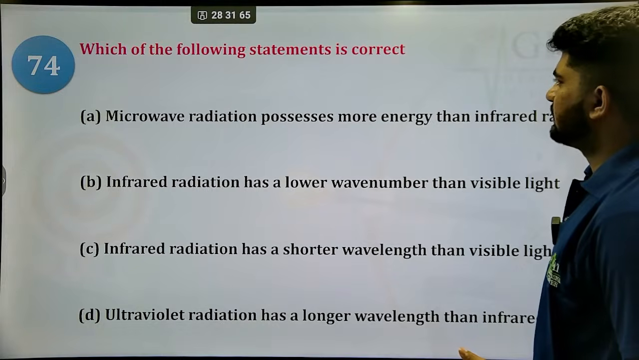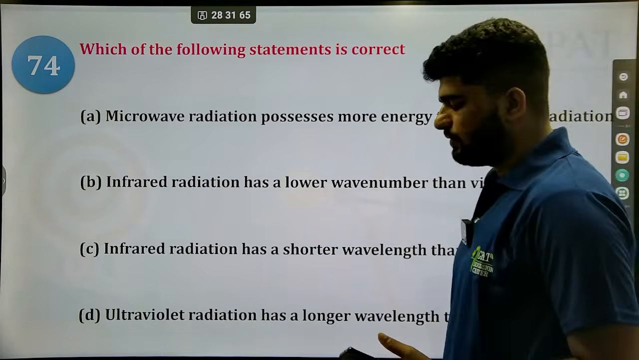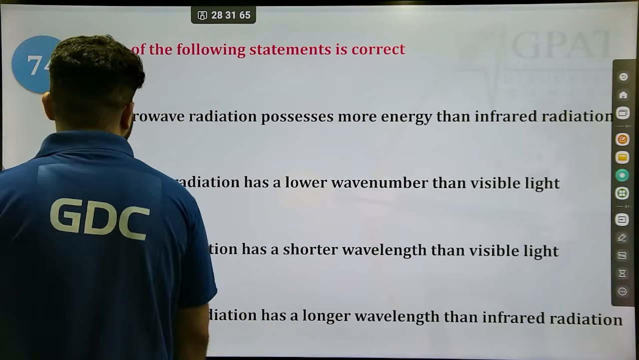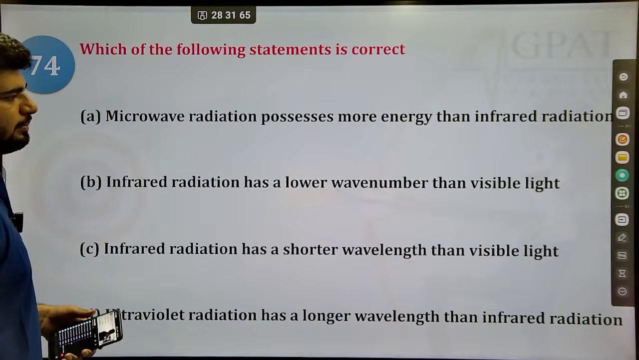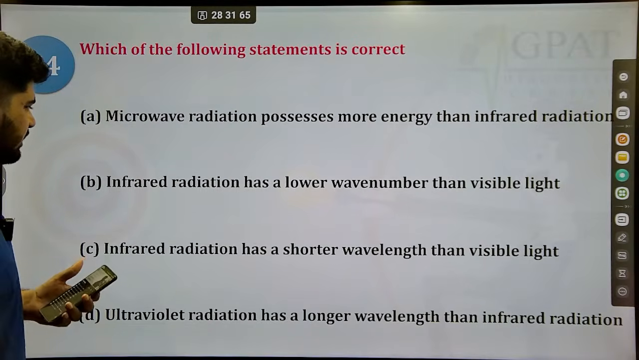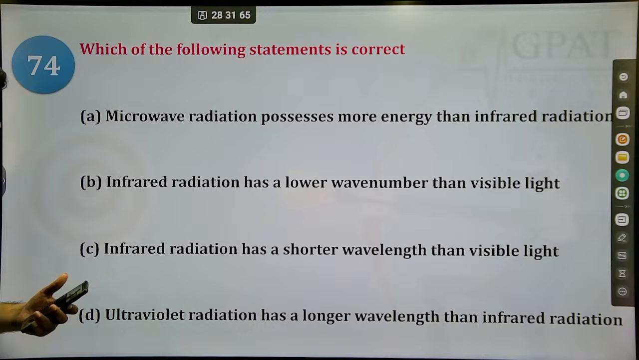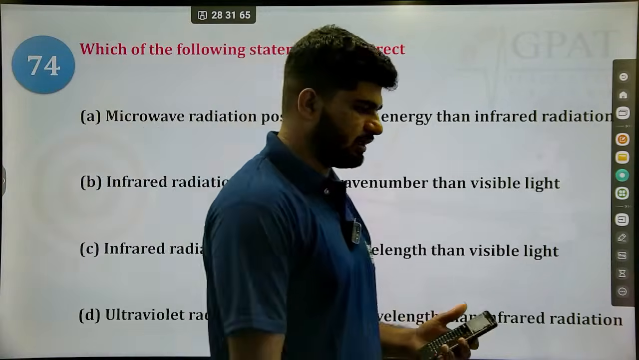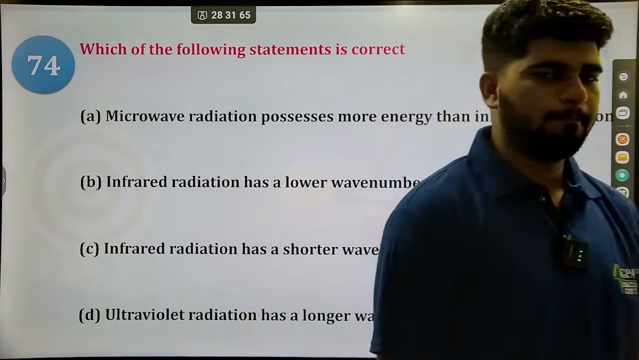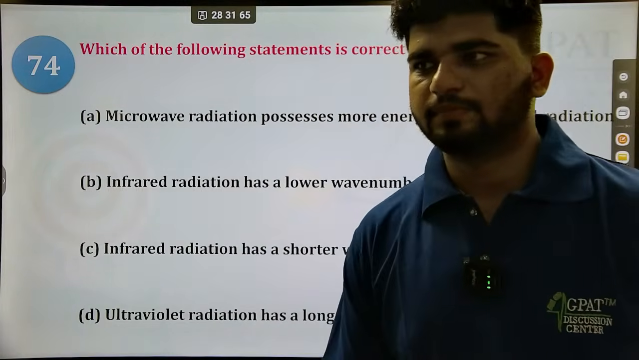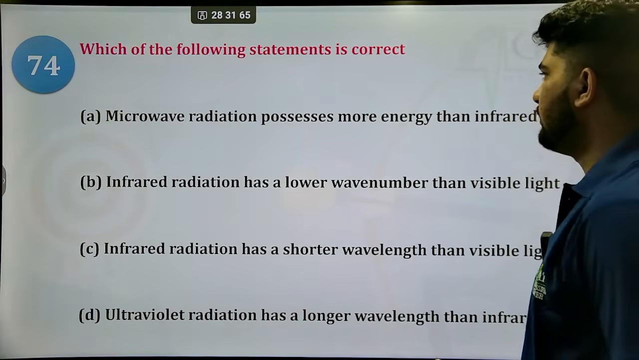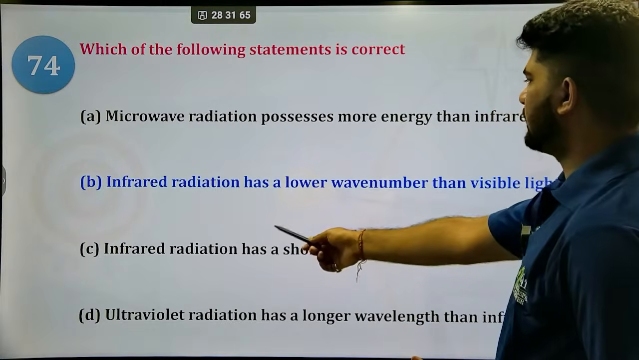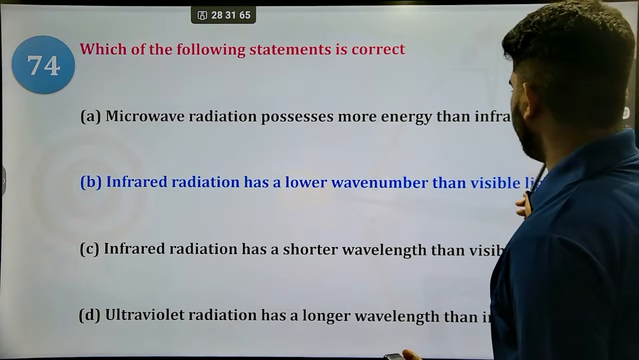Okay, which of the following statements is correct? Microwave radiation possesses more energy than infrared radiation. Infrared radiation has lower wave number than visible light. Infrared radiation has shorter wavelength than visible light. Ultraviolet radiation has longer wavelength than infrared radiation. Anyone? Microwave radiation possesses more energy than infrared radiation. Infrared radiation has lower wavelength than wave number than visible light.